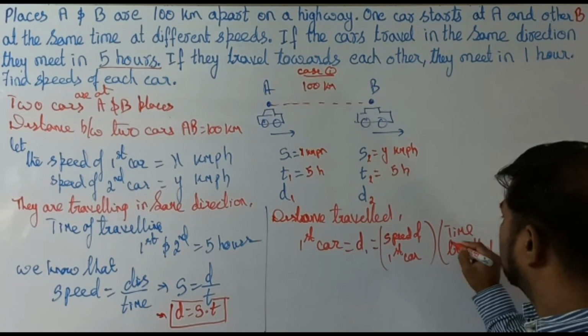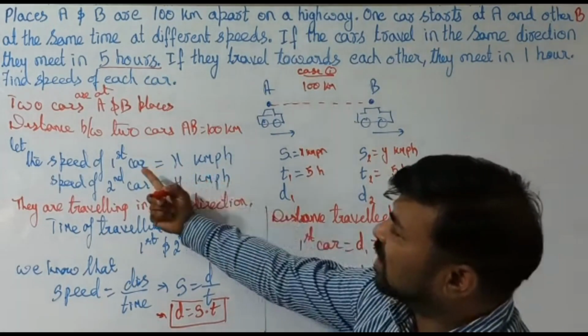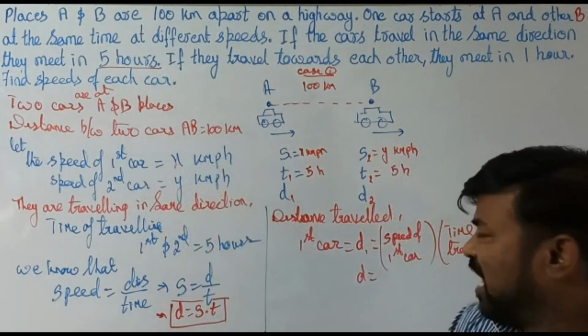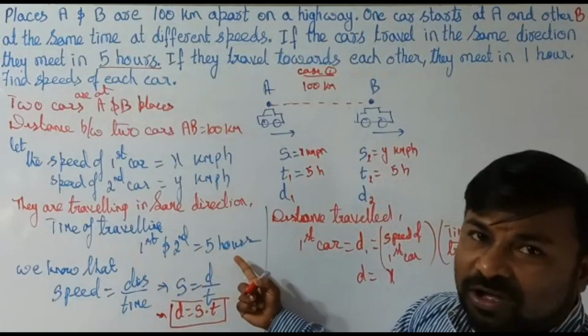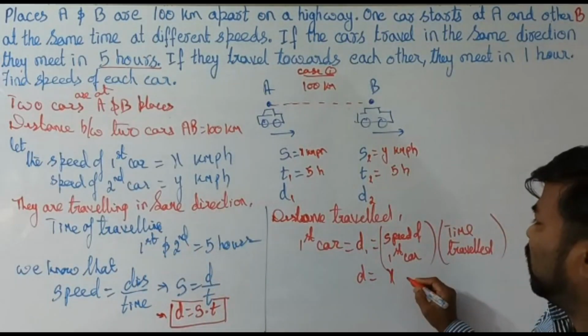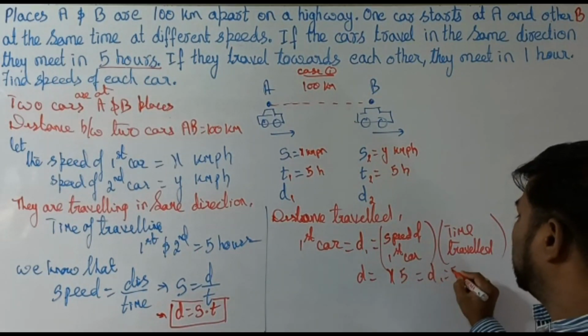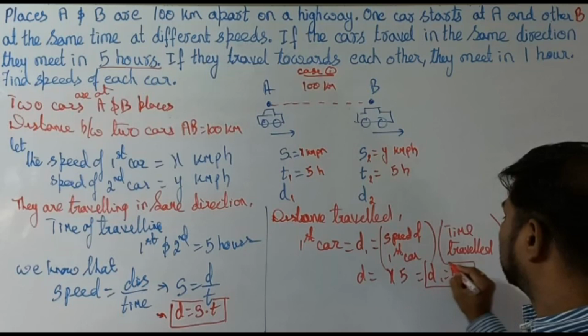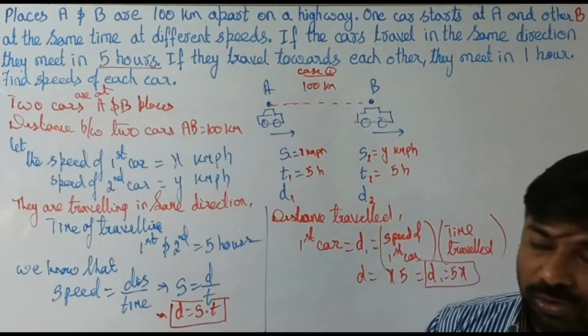So what is the time of traveling? D1: what is the speed of the first car? We call it X. And what is the time of traveling? Both are traveling for 5 hours. So it's nothing but 5, which implies D1 is equal to 5x. What is the distance traveled by the first car? It's nothing but 5x. Cool.